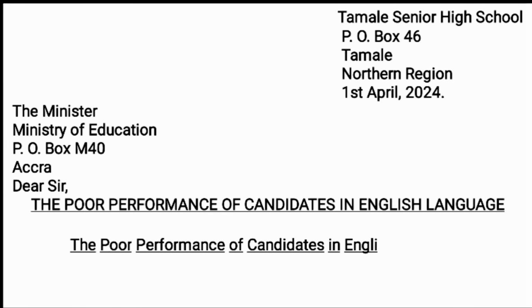The poor performance of candidates in English language. This is the second example. In this example, we've only capitalized the principal words in the title. So you do not capitalize prepositions and conjunctions when writing the title of a formal letter using this second method. This method must be underlined whether you are in Ghana or Nigeria.